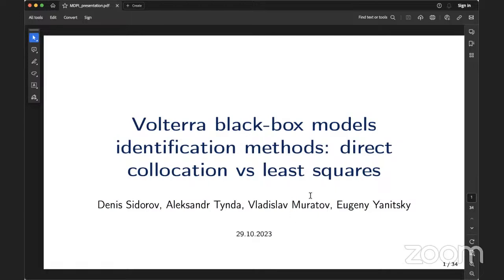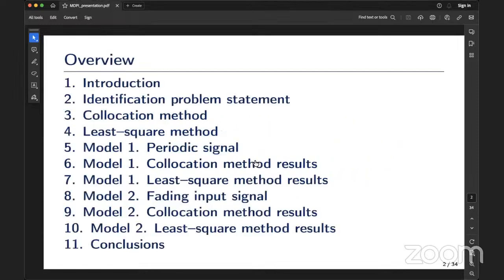So, let me switch to the next page. This is an overview of my talk. First of all, I will provide the motivation and why this is so important for companies like Huawei and also for other applications. Then I will provide the introduction and the problem statement.